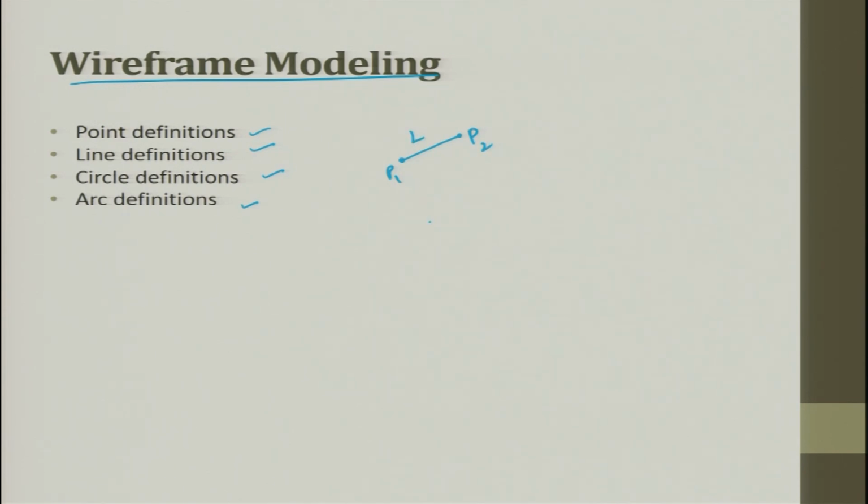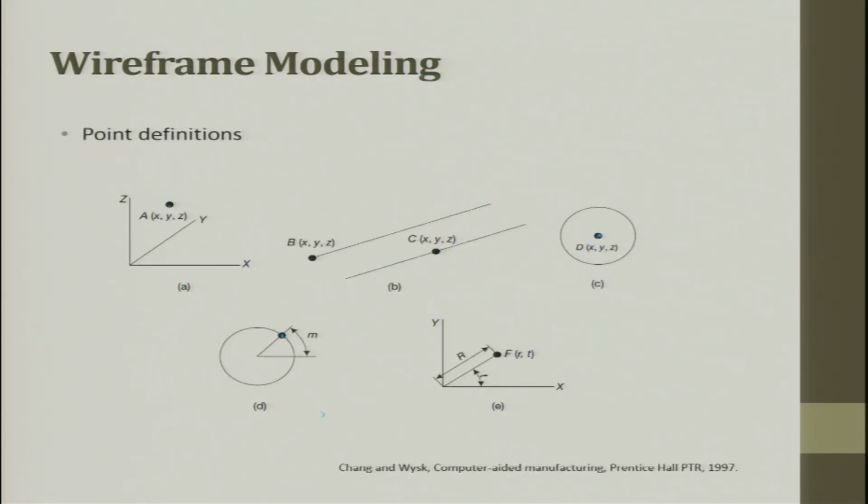Then if I want to make it a little more difficult, so point and point, I make a circle. This is the radius or the center point. And then the next one is the arc. The arc is important because it gives you freeformness. So if I know how to define a point, a line, a circle and a freeform arc, then I can draw any complex object. So in wireframe we will see how they represent these parameters or entities, the drawing entities.